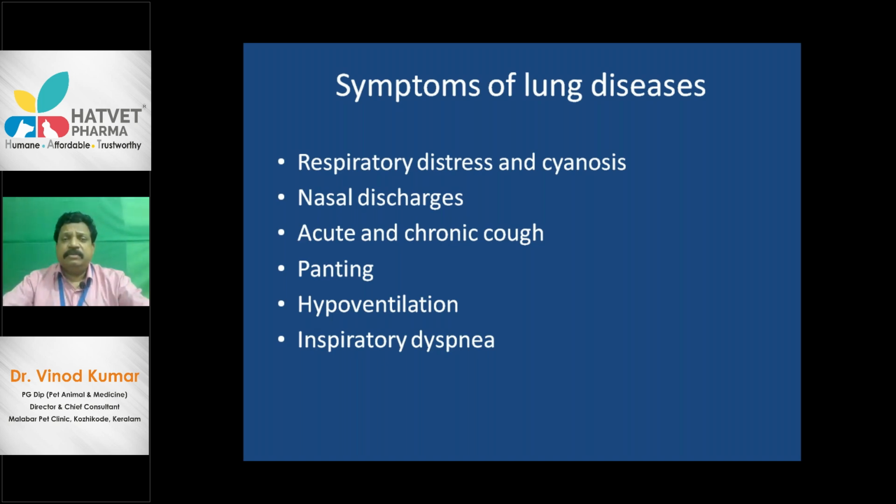Anoxia is just a technical term to show the severity of the hypoxia. Of course, we used to find out hypoxia and hypoxemia by our pulse oximetry. We also have this machine, and so respiratory distress and cyanosis are the number one symptoms of a lung disease.